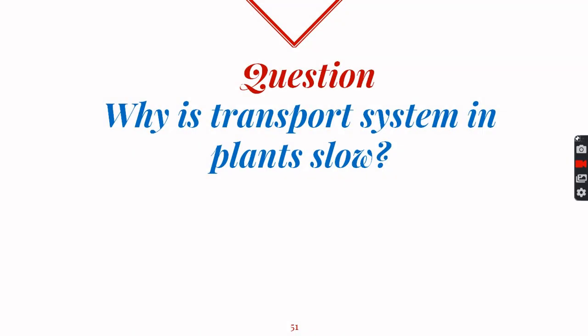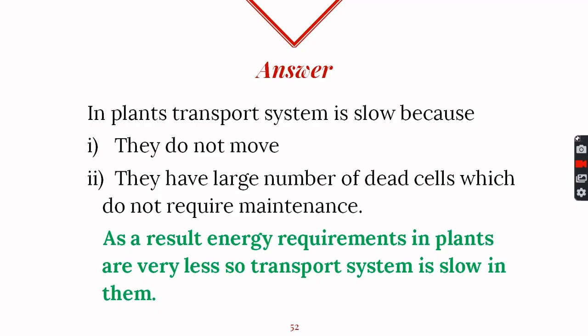So now we will be answering this question. Why is transport system in plants slow? Transport system in plants is slow because their energy requirements are very less because of two reasons. Number one, they do not move, and number two, they have large number of dead cells that do not need any maintenance. As a result, transport system in plants is slow as compared to animals.